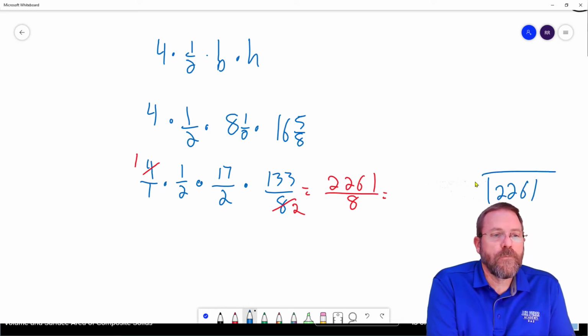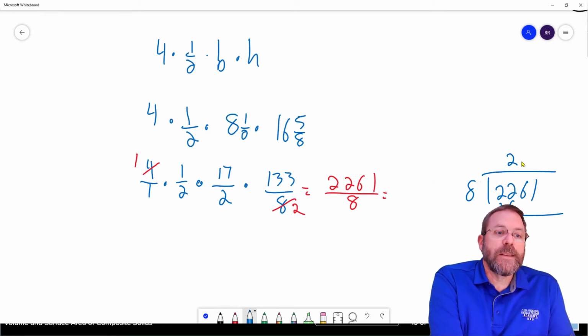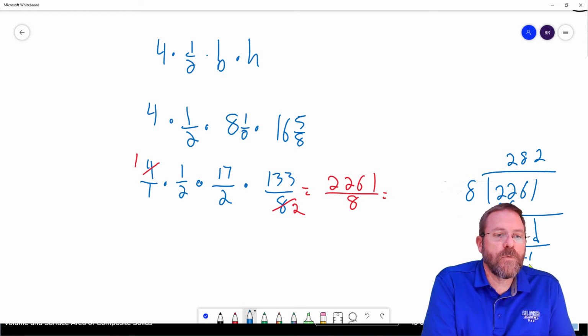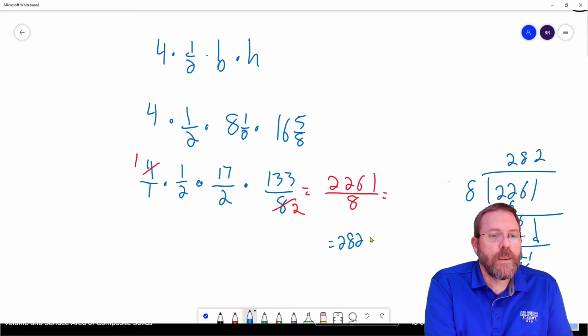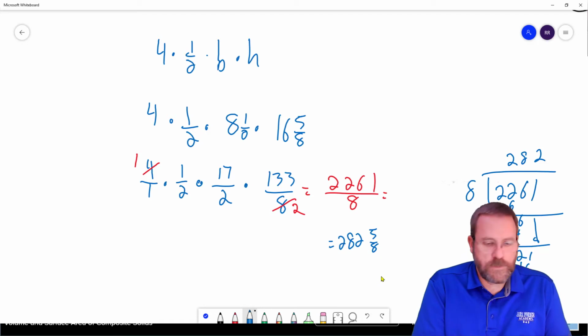2,261 divided by 8: 8 goes into 22 2 times, which is 16. Bring down the 6, and that's 66. 8 is going to go into 66 8 times, which is 64, with 2 left over. Bring down the 1. That's 21, and 8 goes in 2 times, which is 16, with 5 left over. So I'm looking at 282 and 5/8 for our answer there.